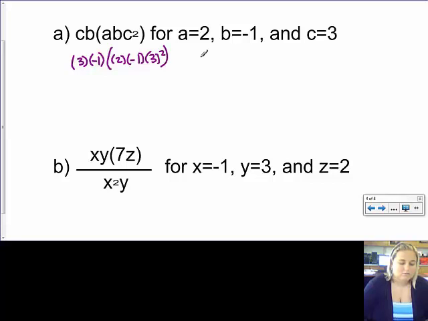Again, order of operations, we do parentheses. Inside these parentheses, I have exponents, so I have 3 to the second power, which gives me 9. And I'm going to bring everything else straight down.